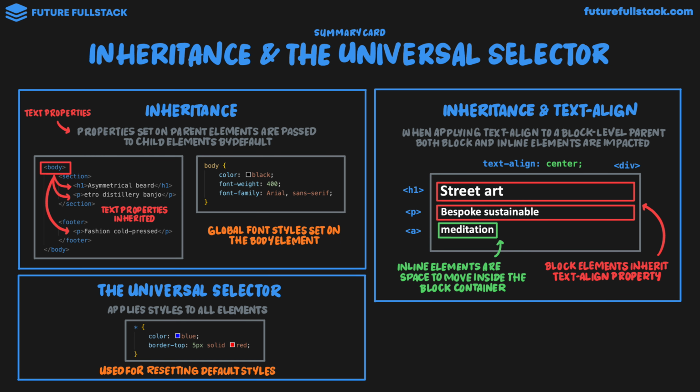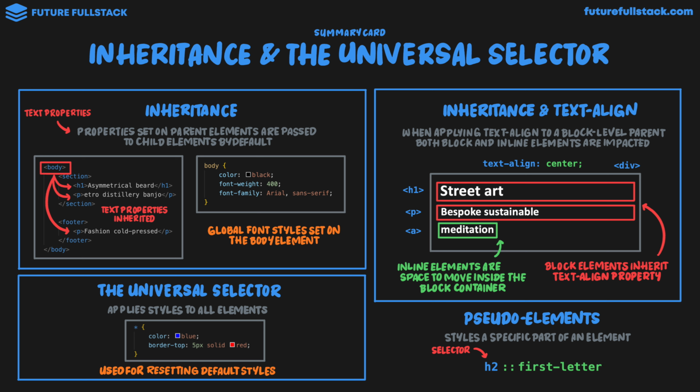So let's finish the video off completing the summary card, inheritance, and the universal selector. In this video, we looked at pseudo-elements, which styles a specific part of an element. We had a selector, like an h2, which was then followed by 2 colons and the pseudo-element name, like first letter. This gave us a pseudo-element.